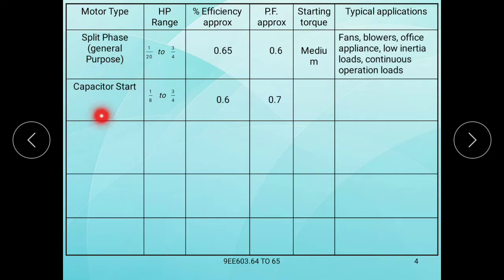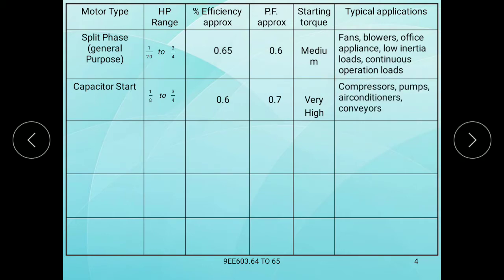By using this capacitor, it improves the power factor. So the power factor is more than that of the split phase: this is 0.7 and split phase is 0.6, but the efficiency is low. Here, by using the capacitor for starting, the starting torque is very high. So why is capacitor start used? Because the starting torque is very high.